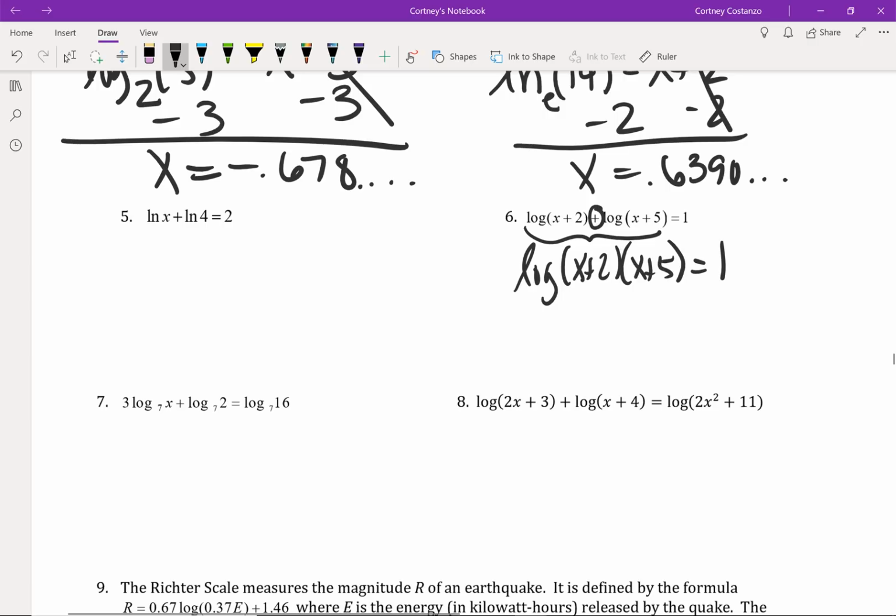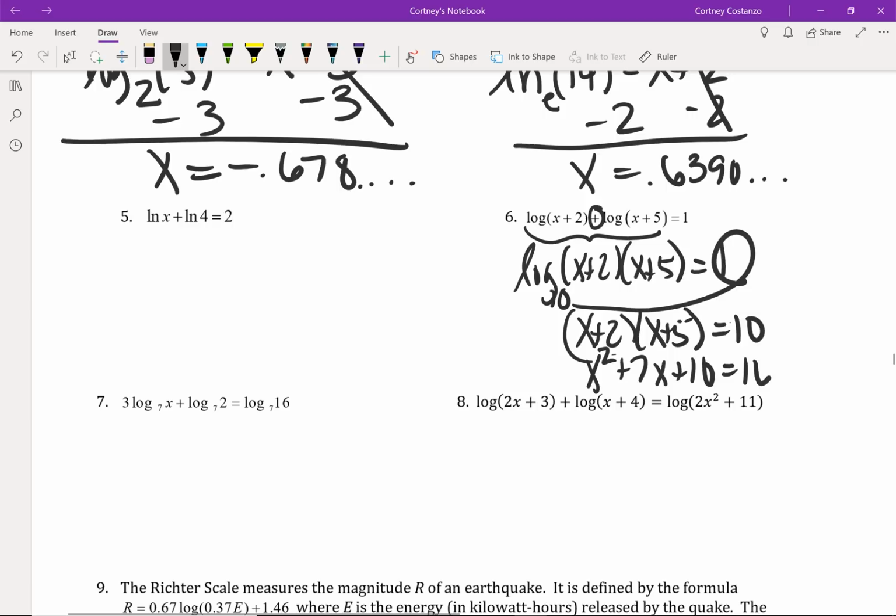So if I multiply those two together to undo a log, remember, I can lasso a log. The invisible base is a 10, so 10 to the first power is 10. I'm going to FOIL that out. So x squared plus 7x plus 10 is equal to 10. If I get it equal to 0, the 10s cancel out. So I have x squared plus 7x is equal to 0.